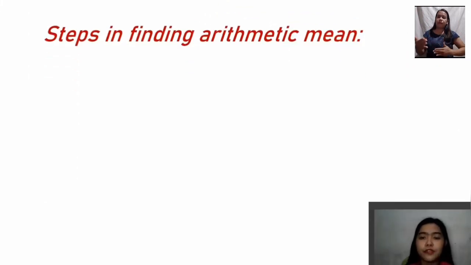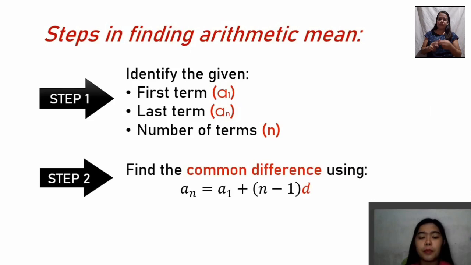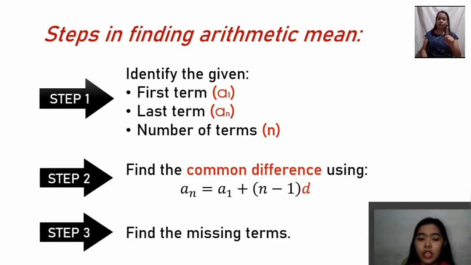Here are the steps in finding the arithmetic mean. Step 1. Identify the given: the first term, the last term, and the number of terms. Step 2. Find the common difference using a sub n equals a sub 1 plus the quantity n minus 1 times d. And step 3. Find the missing terms.